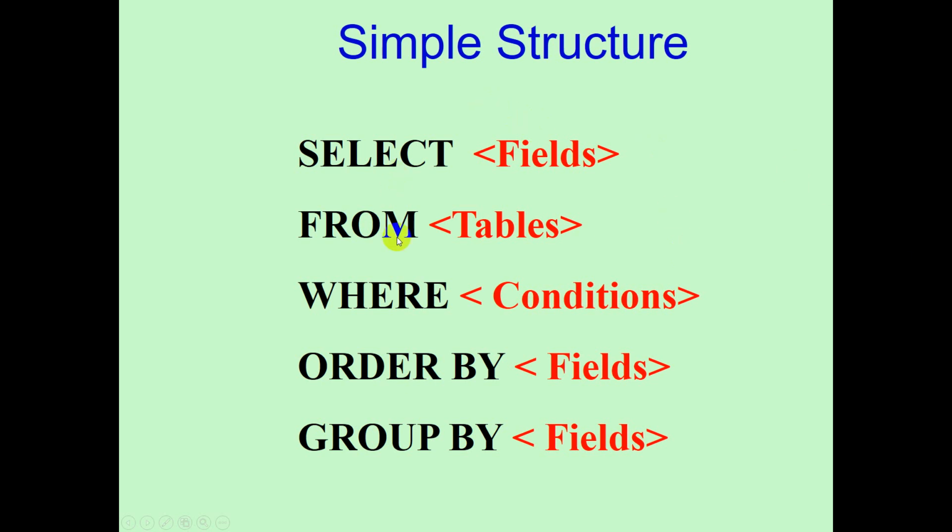Select, from, where, order by, group by. Select whatever fields. We can also use our functions in here. From, the name of the tables. Where is for our conditions, example where age is greater than 21. Order by we use for sort, and group by is where we're going to group specific fields.